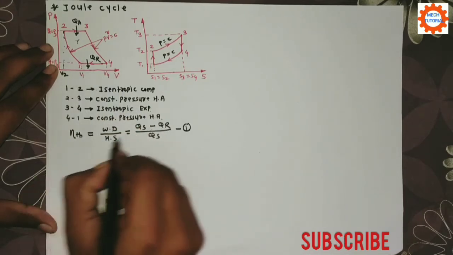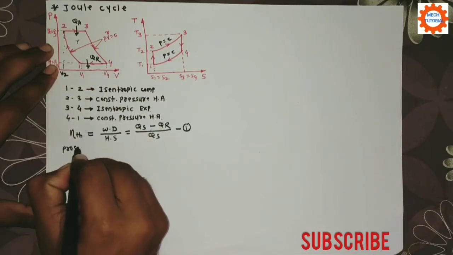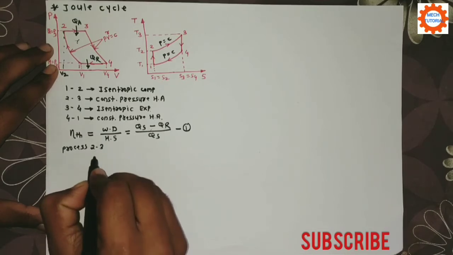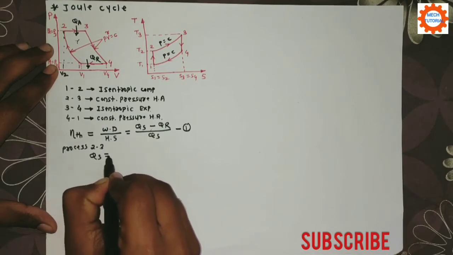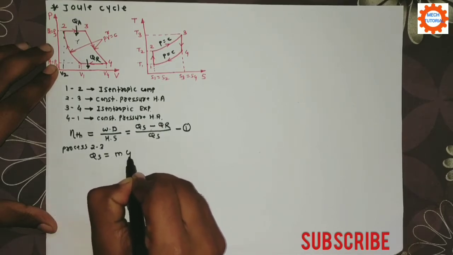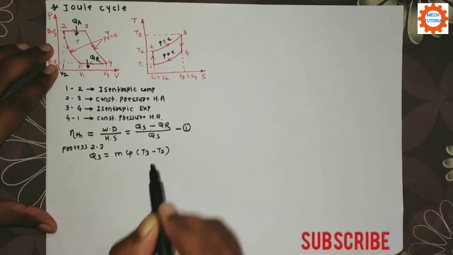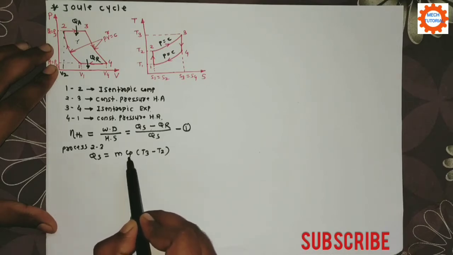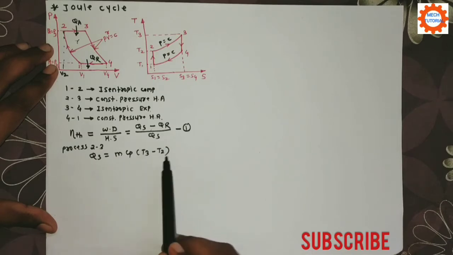So consider first process 2 to 3. During this process, heat is added to the system. So we can write heat supplied is equal to mCp (T3 minus T2). Here m is the mass of air, Cp is the specific heat of air, and T3 minus T2 is the temperature difference during the 2 to 3 process.